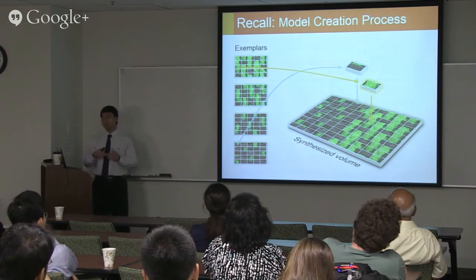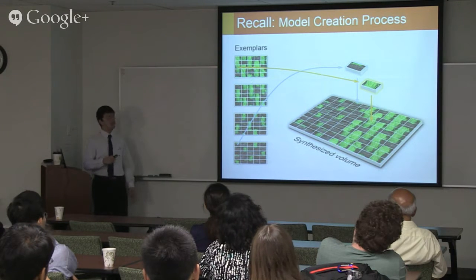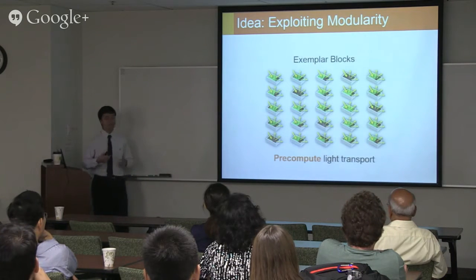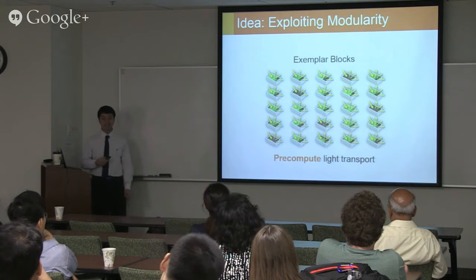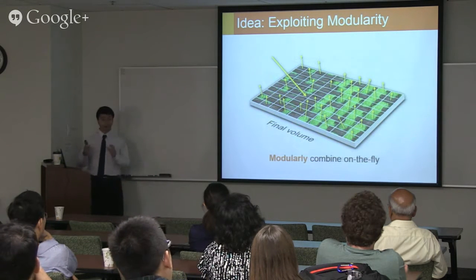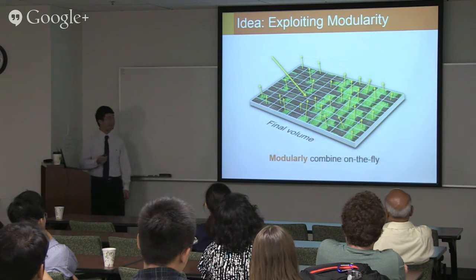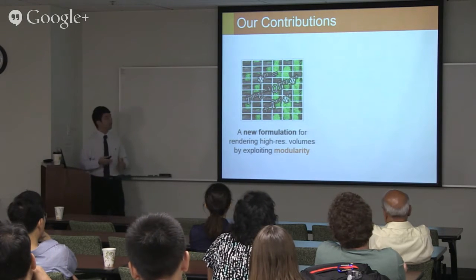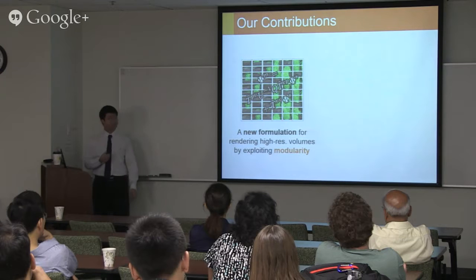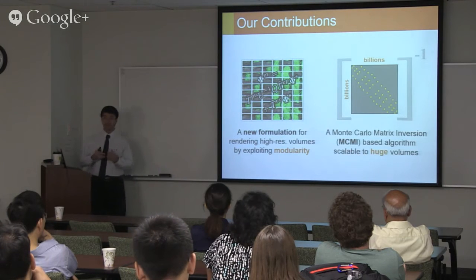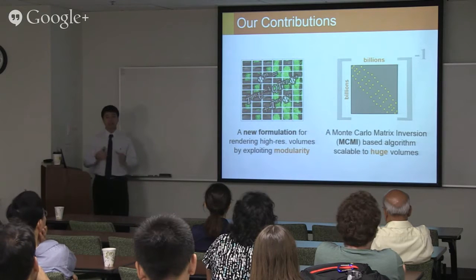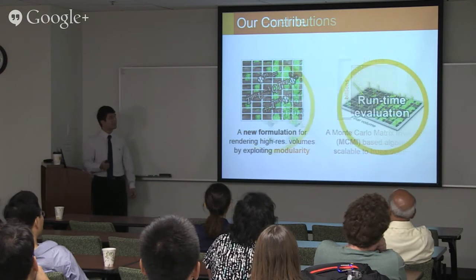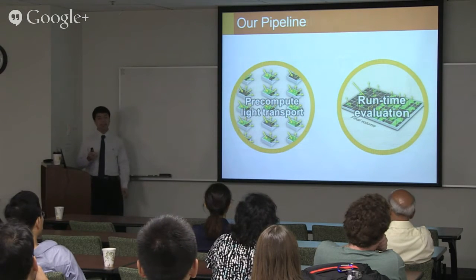Recall that our models are created by replicating a small number of examples. Our idea for accelerating the rendering process is to pre-compute certain light transports for each exemplar, and then modularly combine such information on the fly. Our technical contribution includes a new way to formulate light transport in highly detailed volumes. And we provide a Monte Carlo matrix inversion-based algorithm to make our approach scalable to very large volumes, those with billions of blocks. Our pipeline.